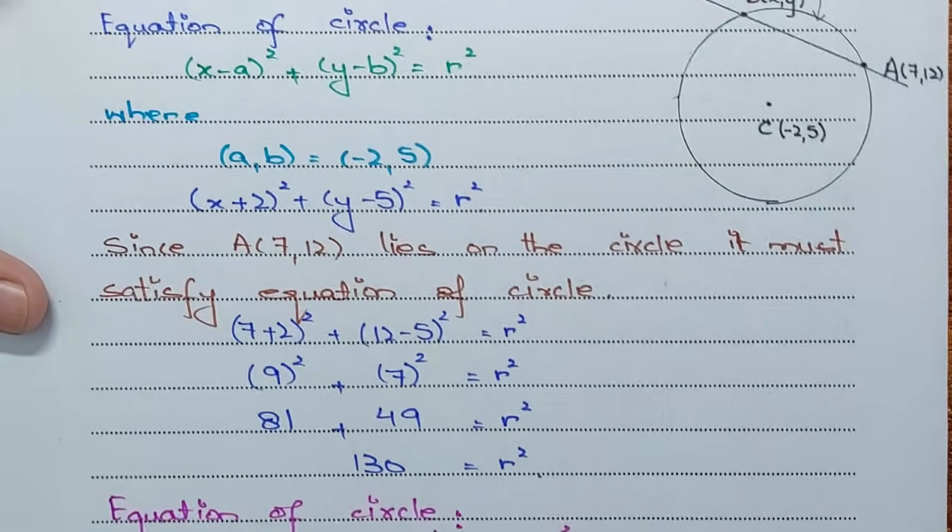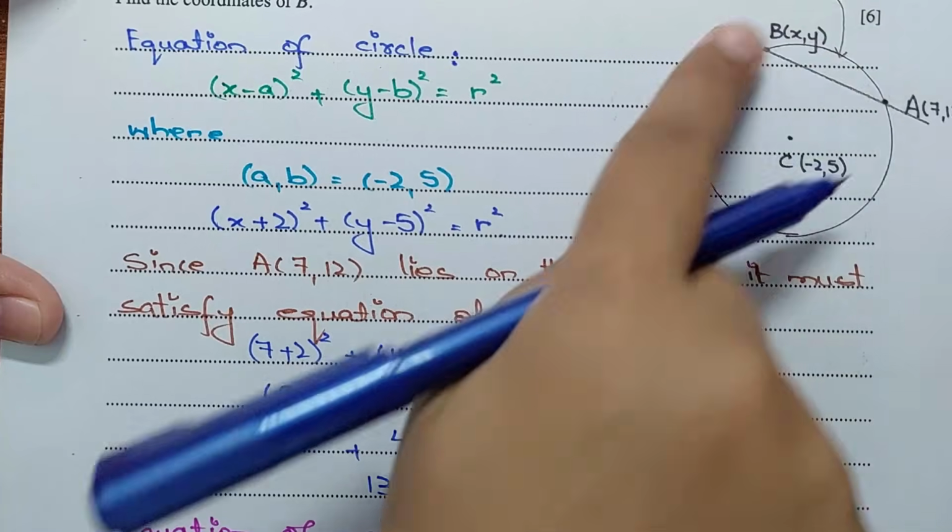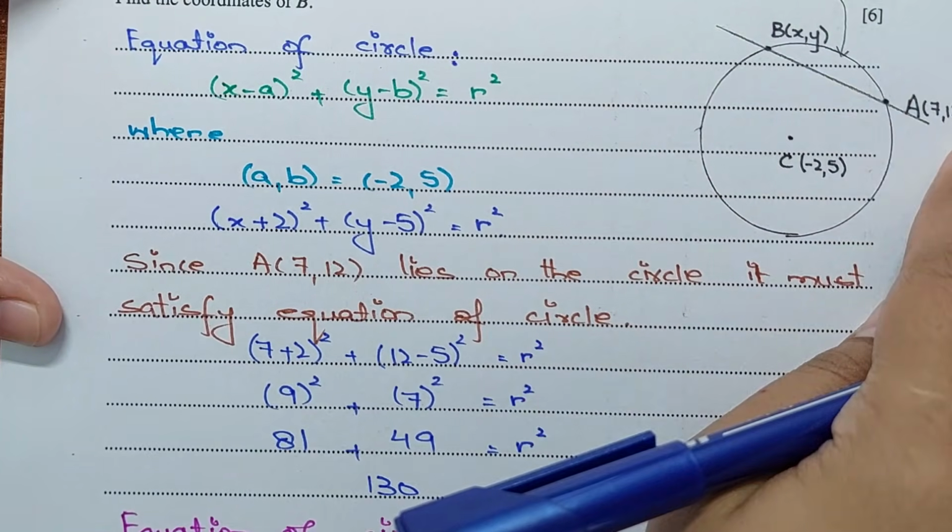As we know that this circle intersects the line at 2 points.